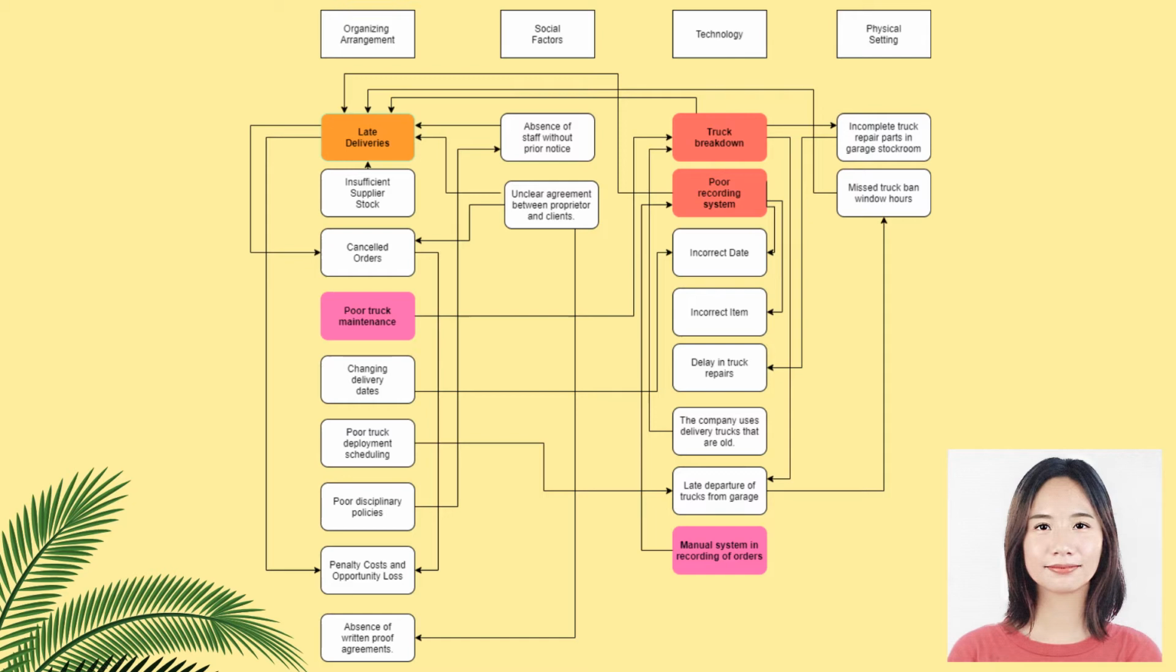The items shaded in orange represent the symptom, while the core problems and fundamental core problems are shaded in red and purple respectively. As seen from the diagram, late deliveries had the most arrows coming in, hence it is considered the symptom produced by deeper problems within the company. On the other hand, the core problems identified are truck breakdown and poor recording system. The diagram shows that the fundamental causes of these core problems are poor truck maintenance and a manual method of recording purchase orders.